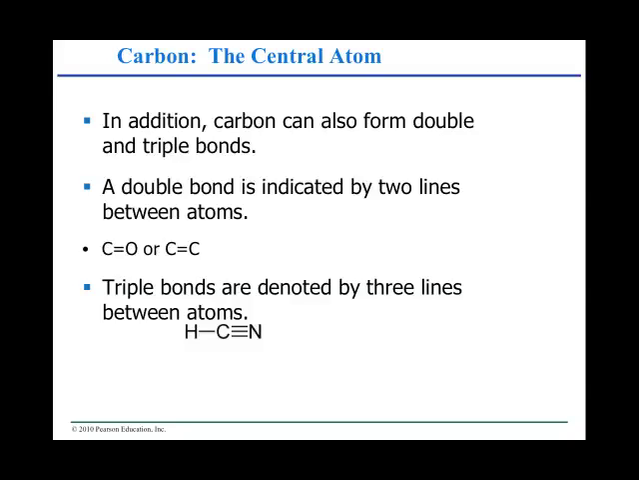Now, not only can it form single covalent bonds, it can form double or triple covalent bonds. When it is a single covalent bond, it is a single line. A double covalent bond looks like an equal sign. And a triple covalent bond has 3 lines. Each line indicates a pair of electrons are being shared. So when you have 3, that means 3 pairs of electrons are being shared.